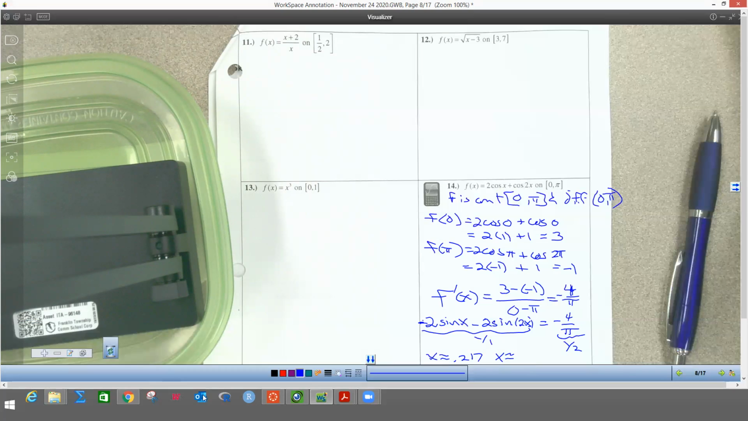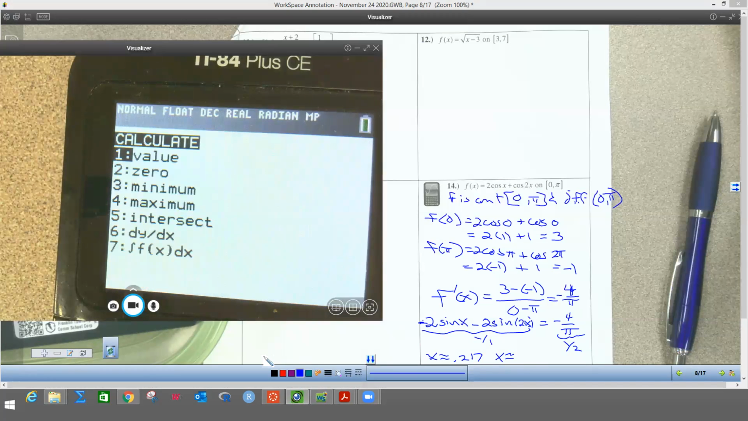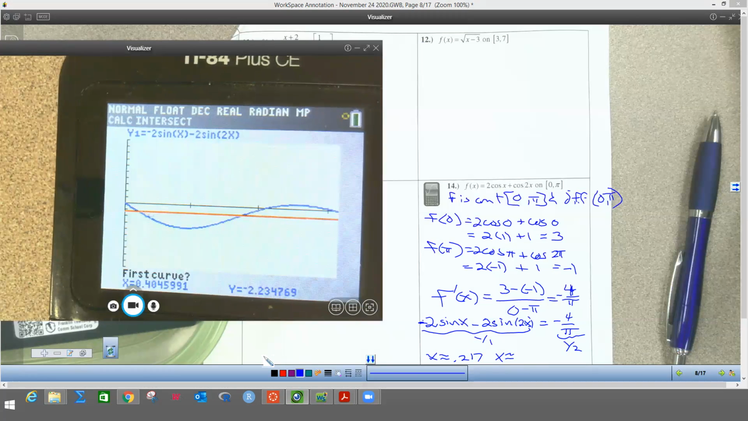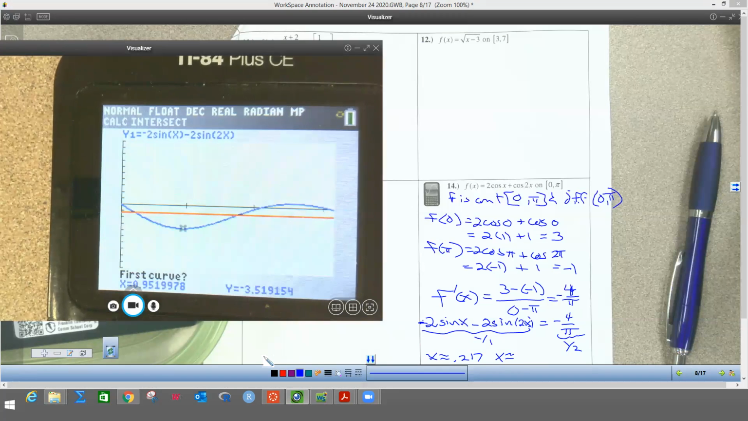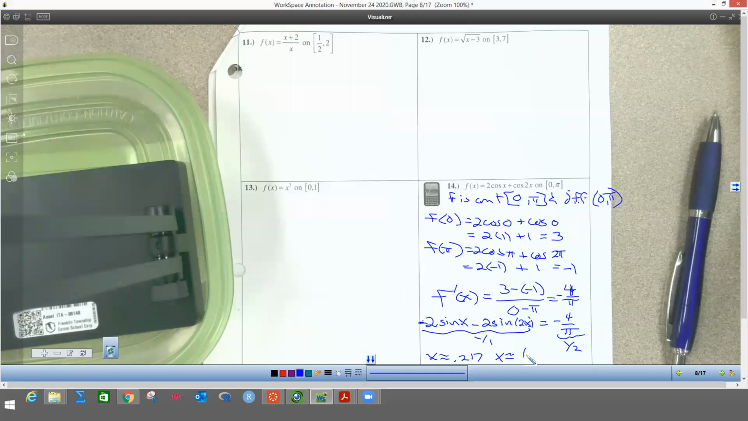So let me get my camera back up. So now I got to hit second calc 5 again, but now I got to bring it way over there to the other intersection or by it. It's getting closer. Close enough. I'm going to hit enter, enter, enter. And my other answer is 1.748. So this has two answers that work. Both of these work by mean value theorem.